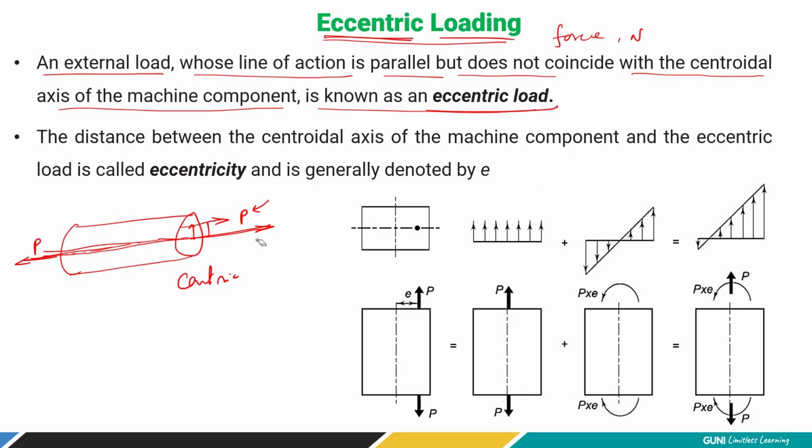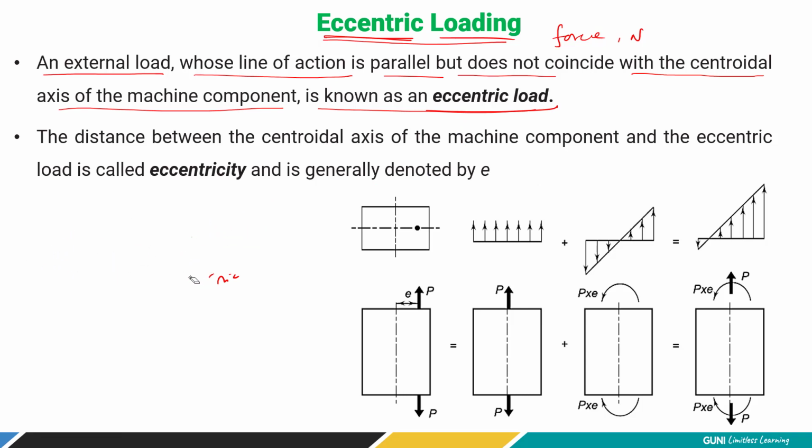Now because of this, the stresses developed in the component are of 2 types. One is direct and the second is bending stress. So the distance between the central axis of the machine component and the eccentric loading is called eccentricity. So this offset distance that you see in this figure, this distance is called e. It is denoted by e, right? It is called eccentricity. It's simply the offset distance of the line of action of load from the central axis.